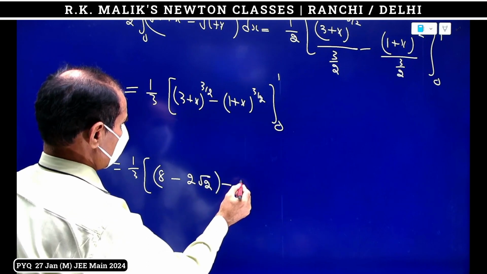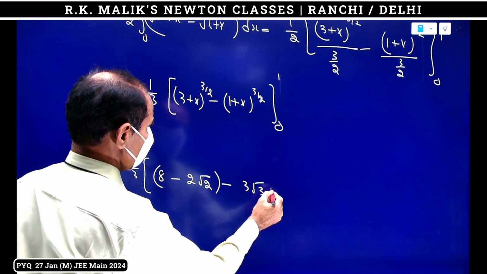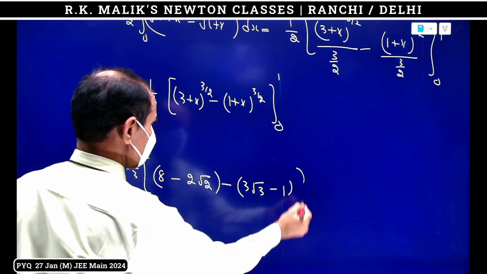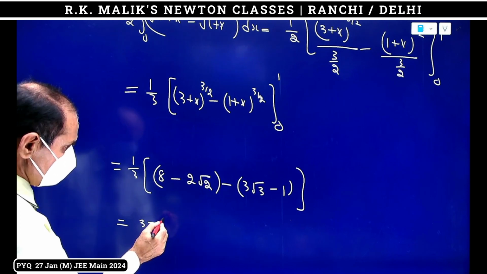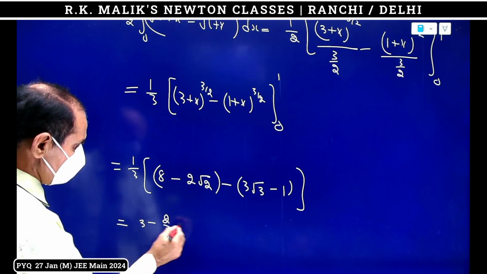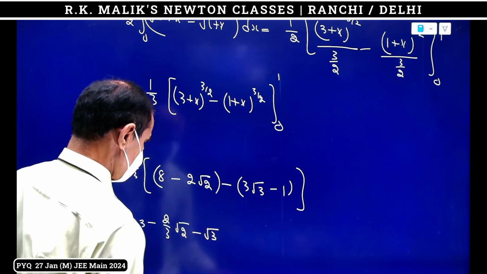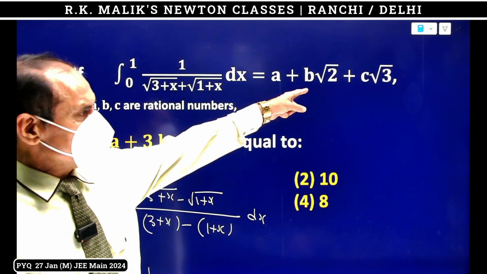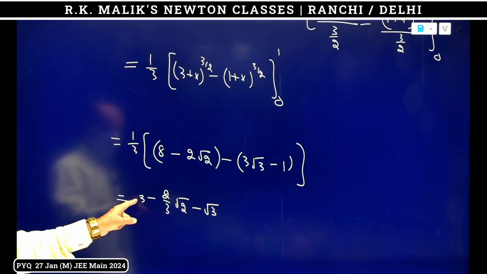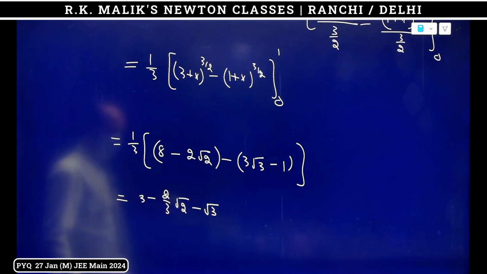0 put करेंगे I'll get 3 root 3 minus 1. That is equal to 3 minus 2 by 3 root 2 minus root 3. And now comparing this with this given result, I can say A is 3, B is minus 2 by 3 and C is minus 1.